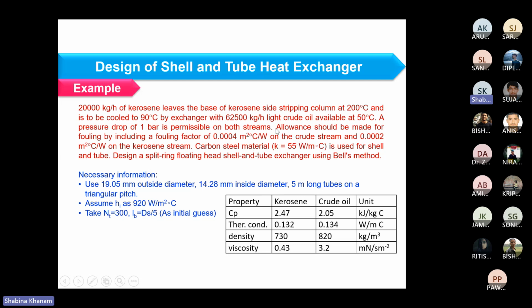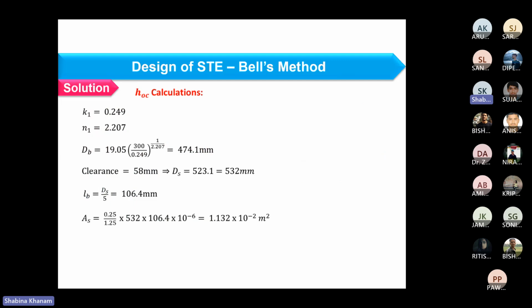Crude oil has more fouling factor in comparison to kerosene, and we know that the fluid having lesser fouling tendency should be allocated to shell side. So in that case, kerosene should be allocated to shell side. I hope you are getting my point, and the flow rate is given as 20,000 kg per hour. As I have told you, we need to proceed for HOC calculation.